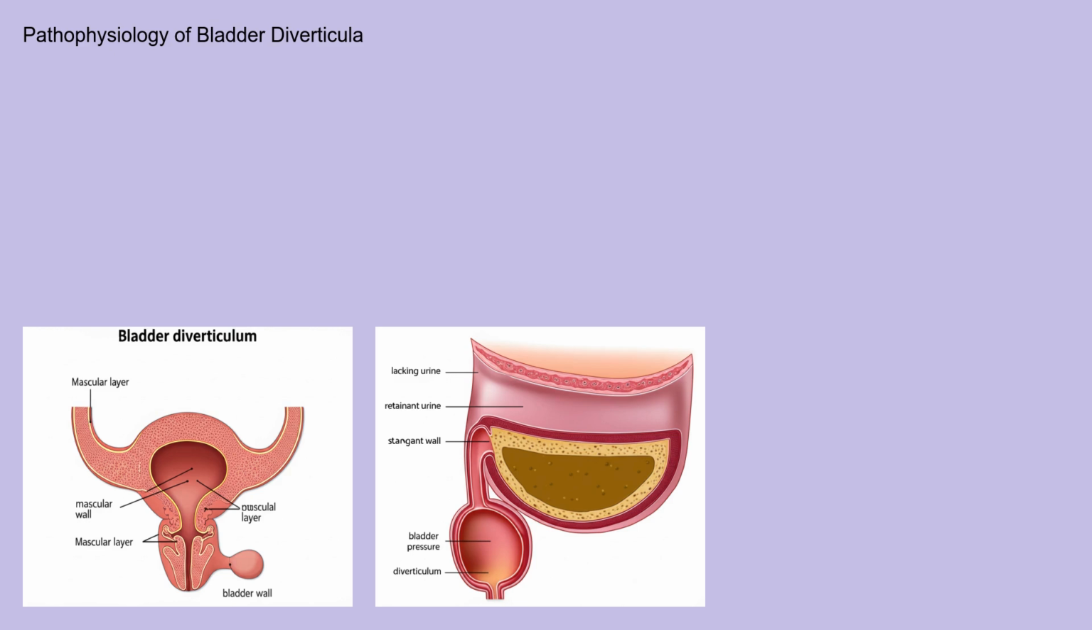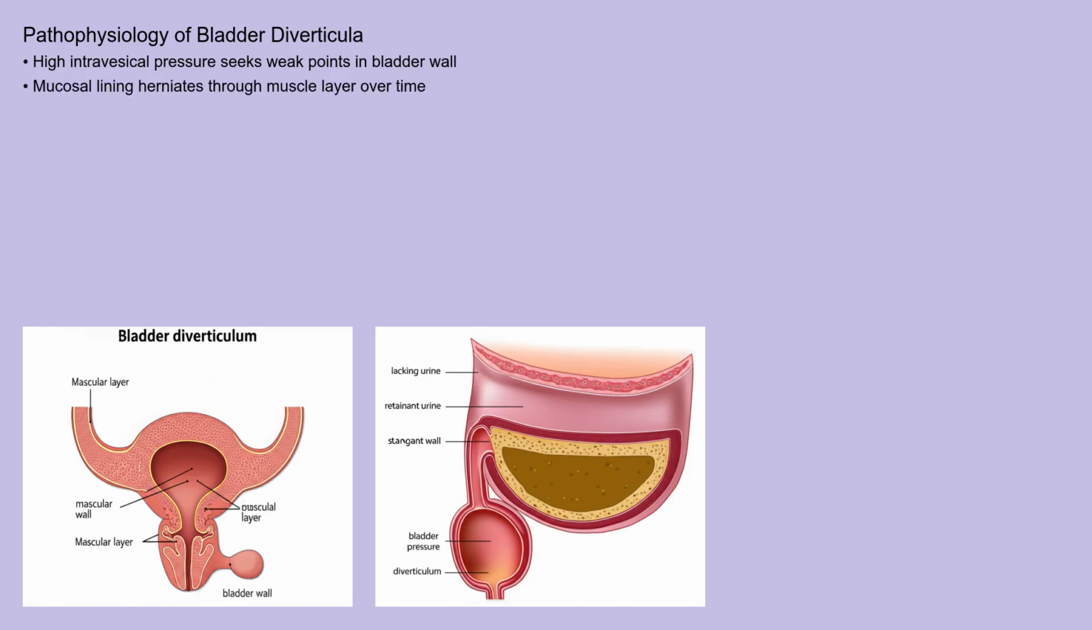Now, let's understand the pathophysiology. When high pressure is sustained inside the bladder, it searches for the weakest point in the bladder wall. Over time, the mucosal lining starts to herniate through the muscle layer. As the diverticulum enlarges, it can impair complete bladder emptying. It essentially acts as a reservoir where urine can stagnate, leading to several potential problems.